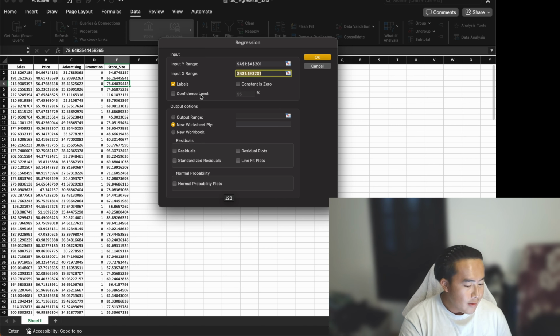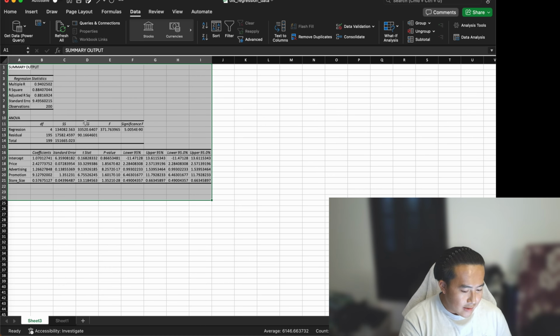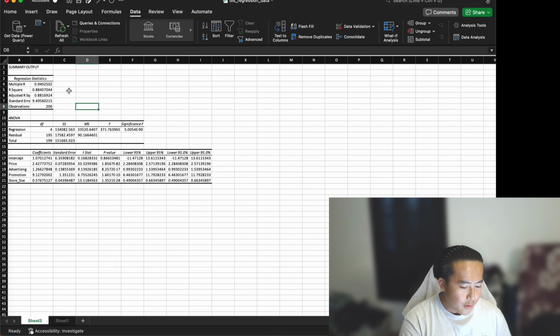Now, another great thing that we can do is set the confidence level, and this tells us how confident we want our results to be. And so we can say about 95% for the results we get from this simple OLS regression. Now, it's important to also make sure that you note there's labels if you're including the labels, which I do have ticked here. And so we're going to click OK. And as you can see, we get a summary output.